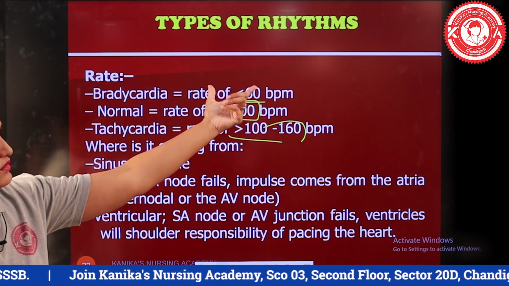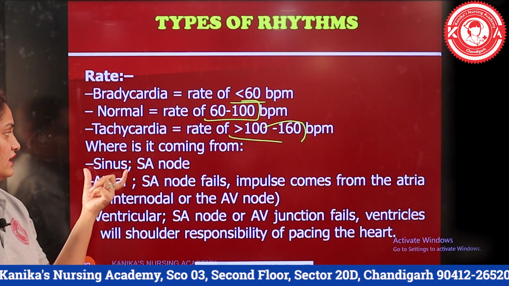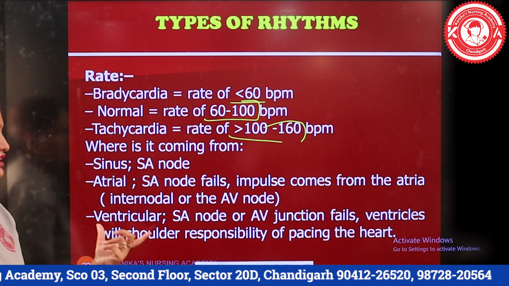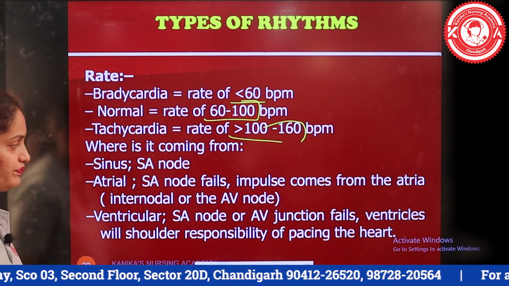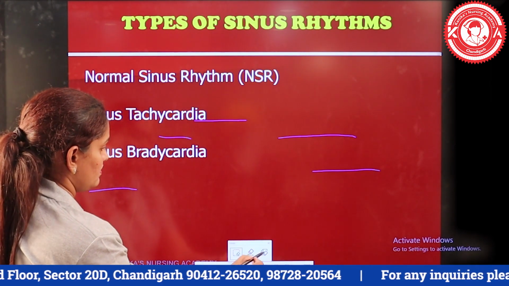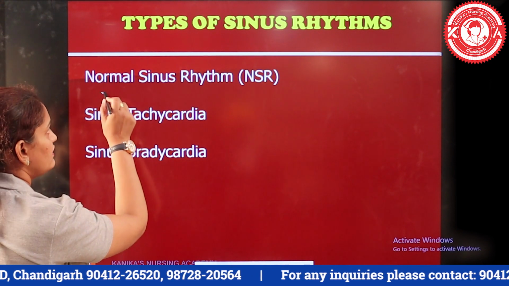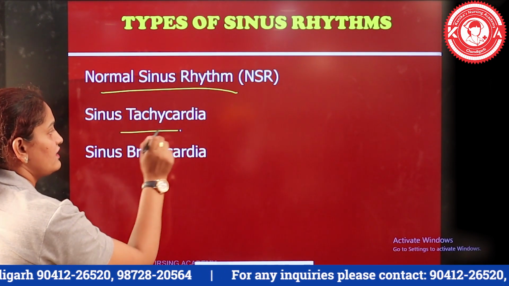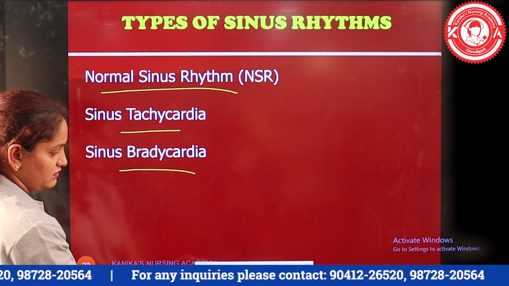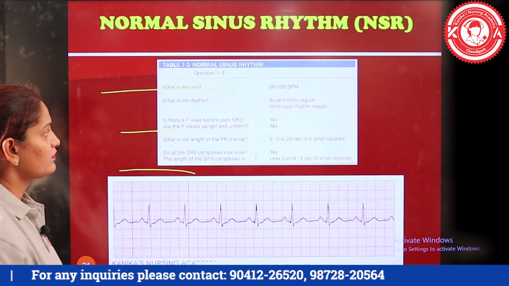The heart rhythm which we count, I have already mentioned, can be either a sinus rhythm, an atrial rhythm, or a ventricular rhythm. Then the types of sinus rhythms. There are 3 rhythms: normal sinus rhythm, sinus tachy, and sinus brady. Just see the further coming slides which show the examples.